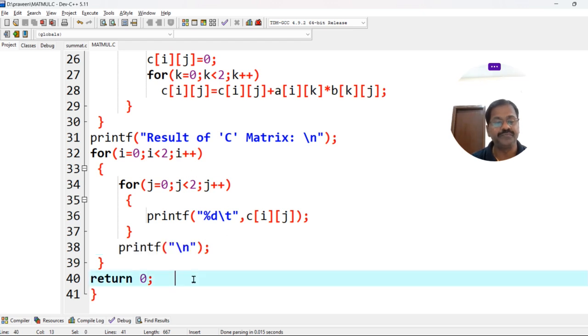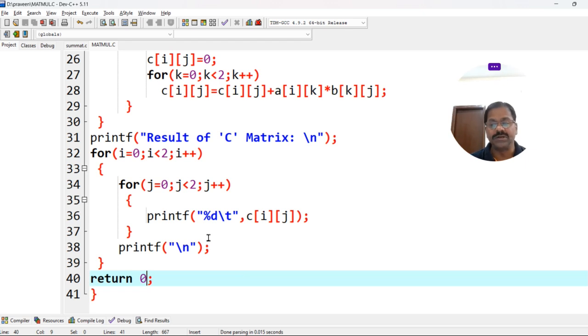Next, return 0. Why have we written it here? This is our main function, int main. That main function will return 0. After successful completion of the program, the compiler tells the operating system that we successfully compiled and got the output, so this program will be removed from the main memory. Okay, this is the program.